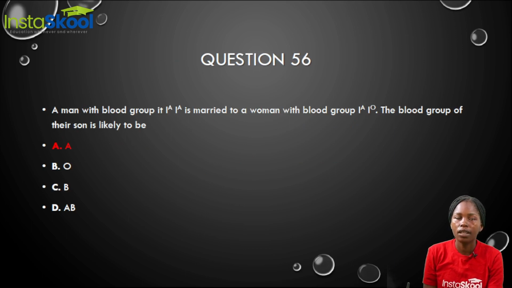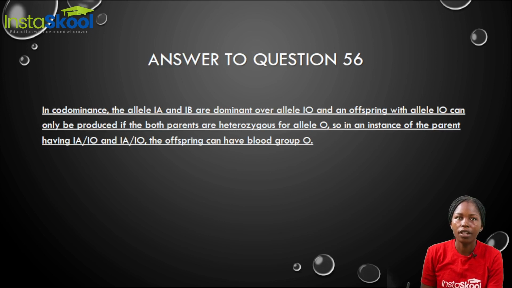Question 56. A man with blood group allele A is married to a woman with blood group allele A allele O. The blood group of their son is likely to be dash.